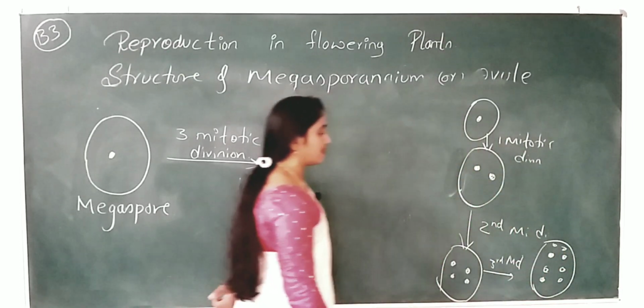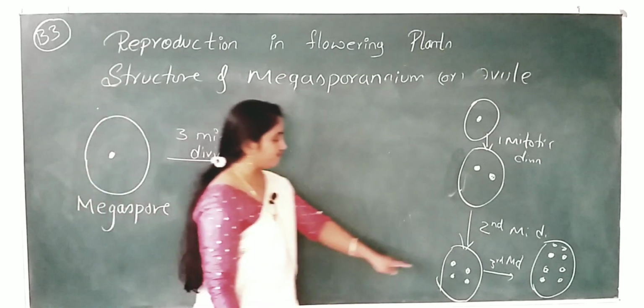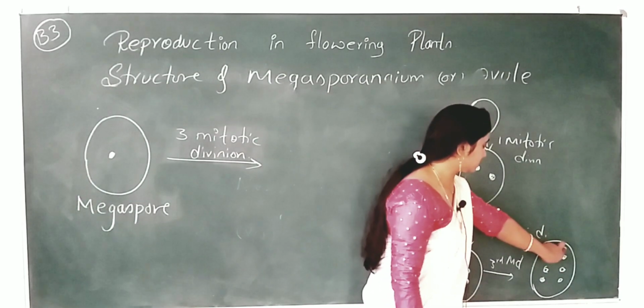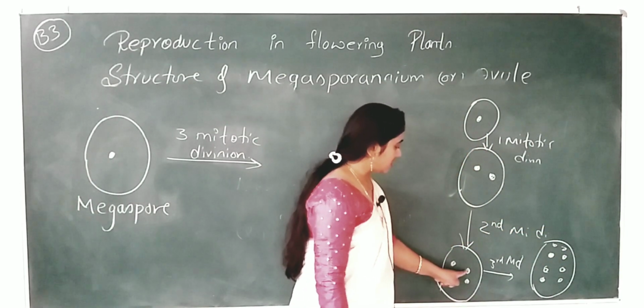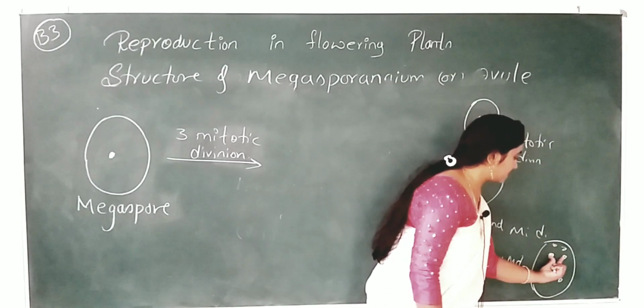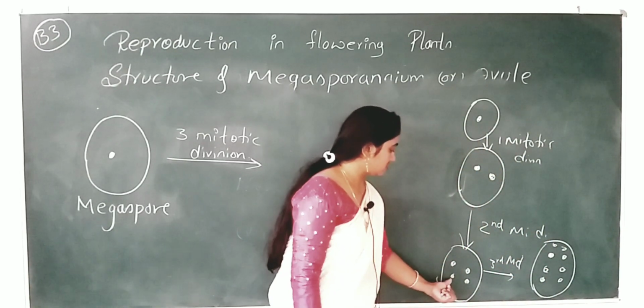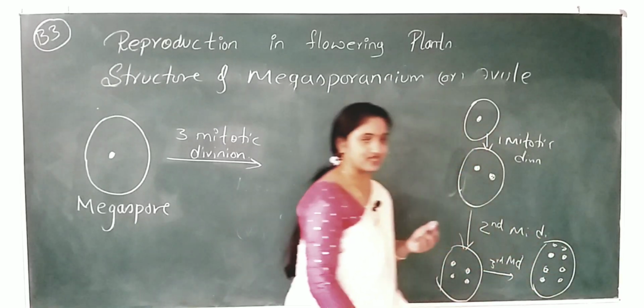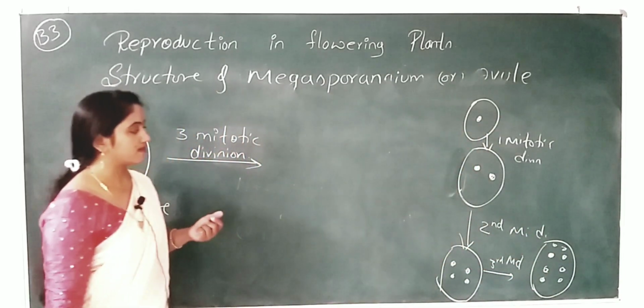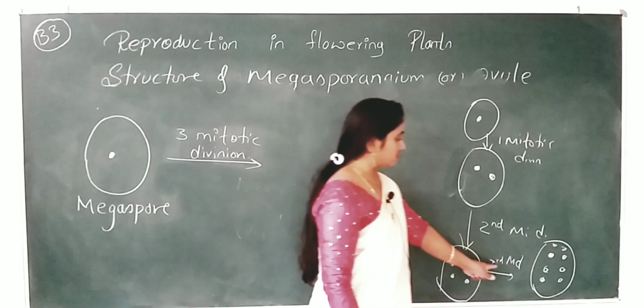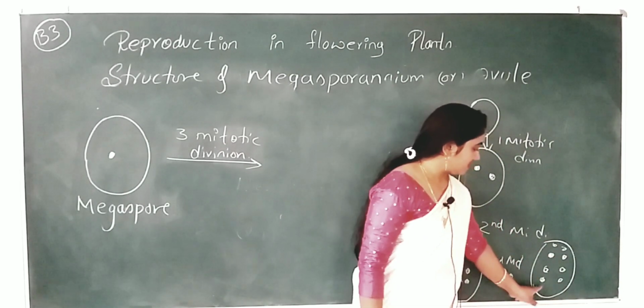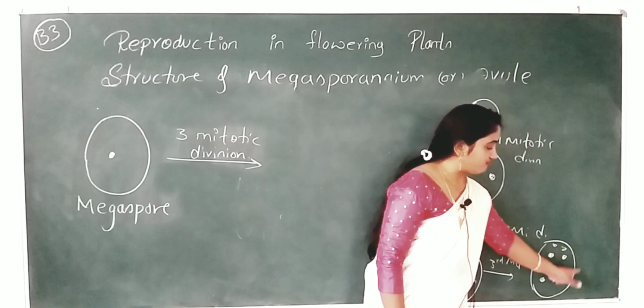So, it becomes 8 now. 1 nucleus gives rise to 2 nuclei, and each of those gives rise to 2 more, as it goes on. So, at the end of the third mitotic division, we are having 8 nuclei in the megaspore.